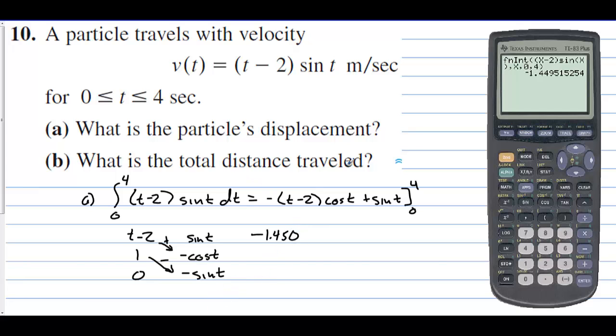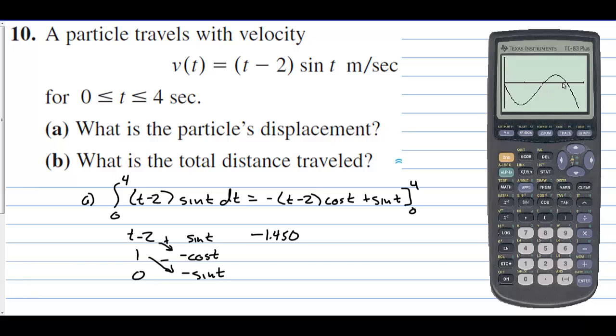And then we're asked, what is the total distance traveled? And we're going from 0 to 4. Let's go to y equals and enter the function x minus 2 sine of t. And we'll make our window from 0 to 4, and if the y's need to be changed, we can do that. Let's graph it. Oh yeah, it's hard to see anything here. Let's go window, and let's make our y's, how about negative 1 to 1. We should be able to see the graph a lot clearer now.